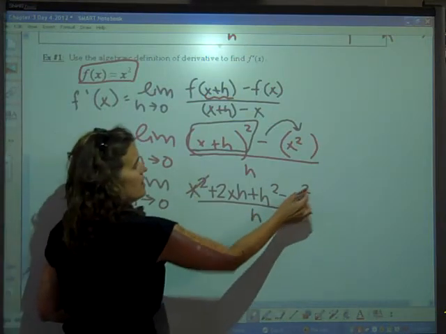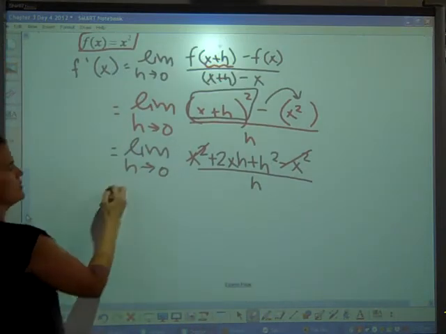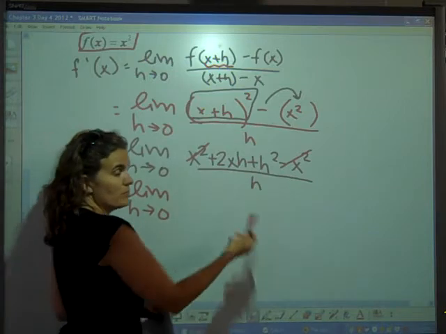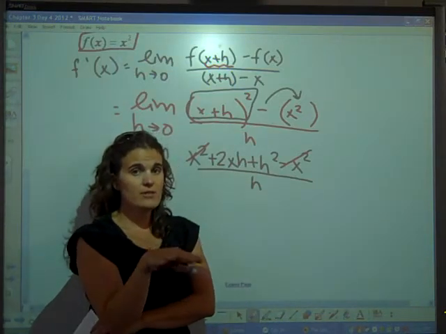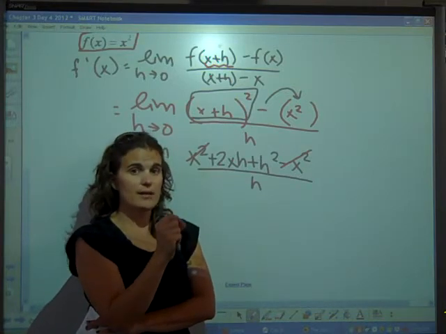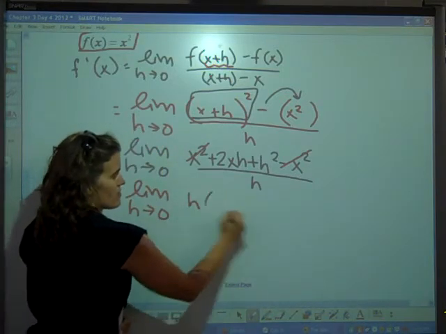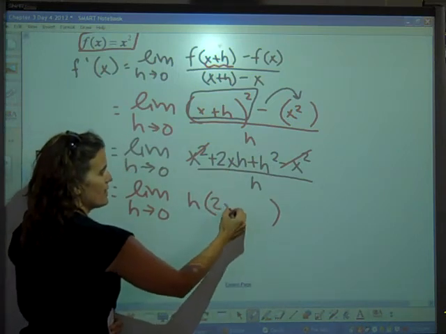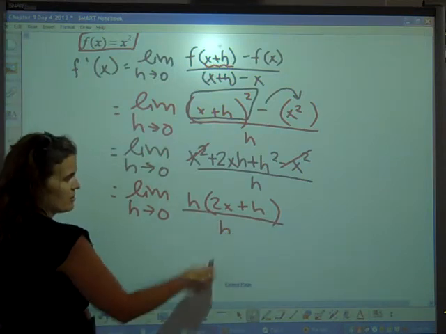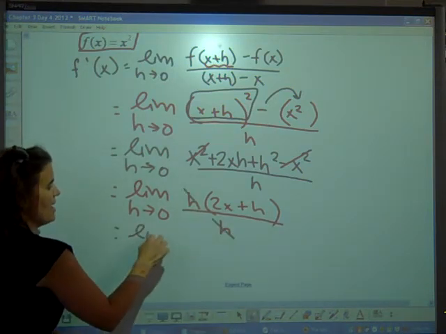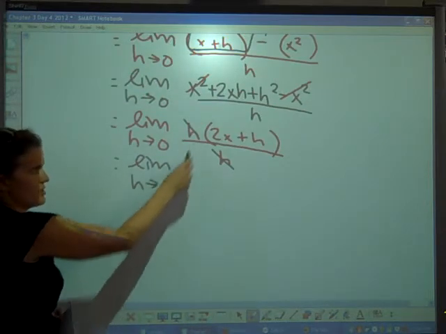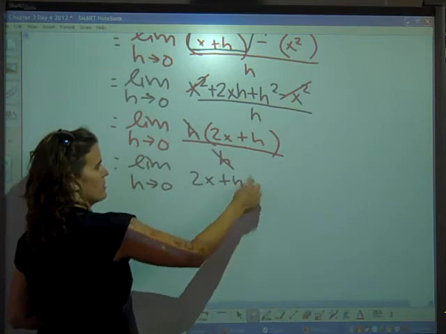So this x squared and this negative x squared cancel, so I'm left with the limit as h approaches 0, and this should always happen. All of the terms that are left up top should only have h's in them. And so you can factor out an h. If that doesn't happen, you know you've done something wrong. Okay? So h times 2x plus h, all over h. And then this is the magic, right? The h's will cancel. And so now you'll have something that you can actually plug the h into. So the limit as h approaches 0 of 2x plus h.